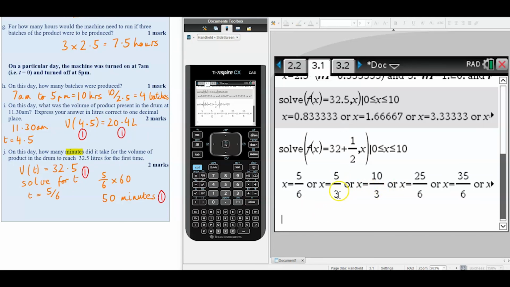So it's actually at that height a lot of the time, or that value of litres a lot of the time. But the first instance of that is when we have 5 over 6, but it wants it in minutes. So I'm converting that to 50 minutes. Once again, showing what I've done in the CAS, but without using CAS syntax, is 1 mark, and then 50 minutes is our final mark. So converting that value, or understanding that we need to convert from there.